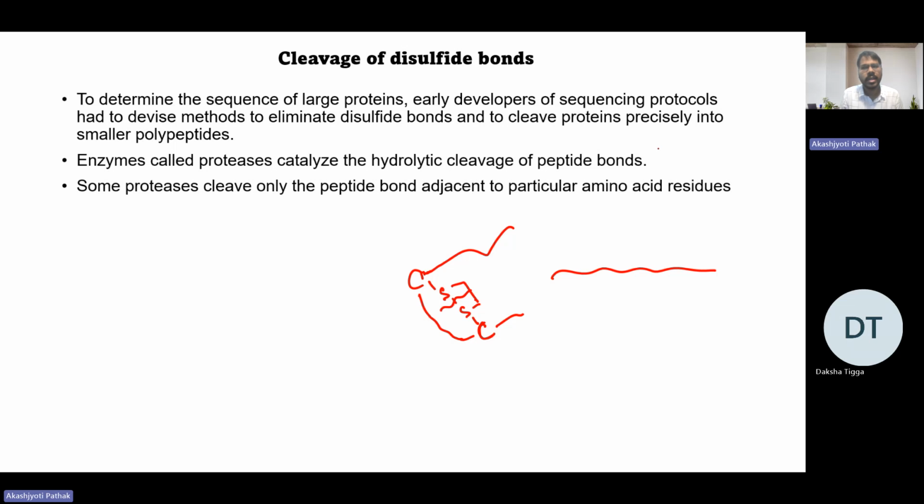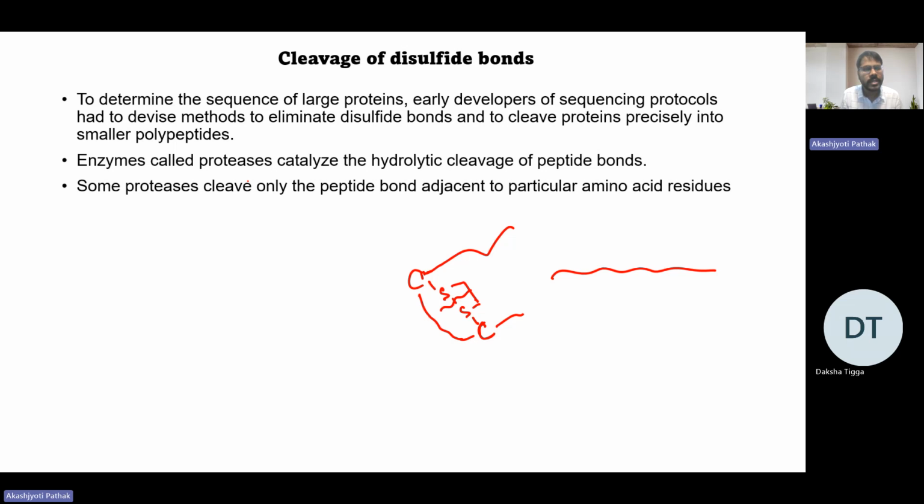Once you get a linear peptide, you can treat this peptide with different enzymes. You can treat it with trypsin, chymotrypsin. Each of these enzymes recognizes particular residues and cuts them. Some enzymes cleave the peptide bond at the C terminal end of arginine or lysine. Some can cleave after cysteine. So there are different types of enzymes which we will learn in the upcoming slides.